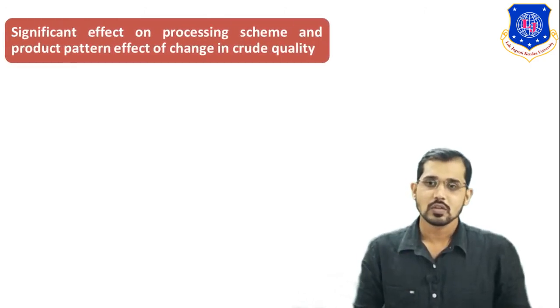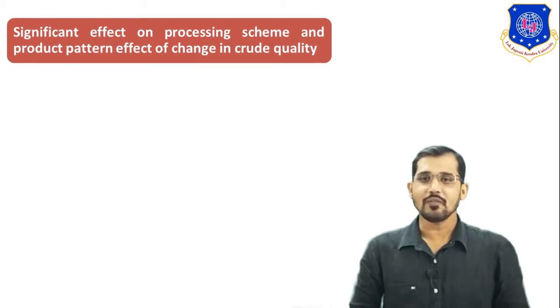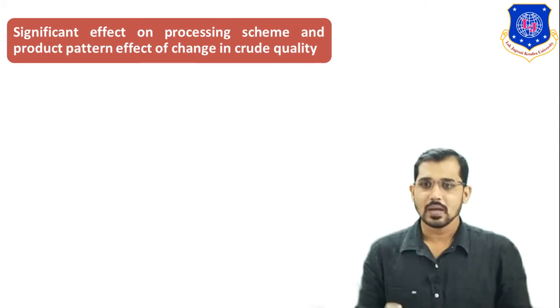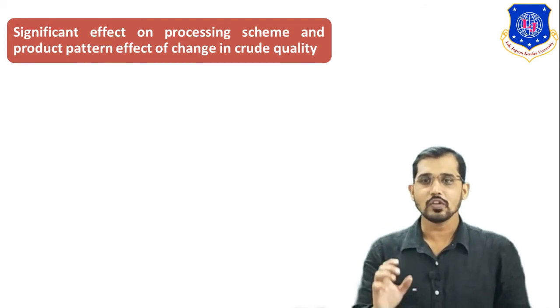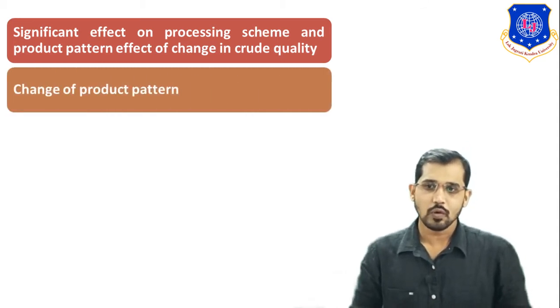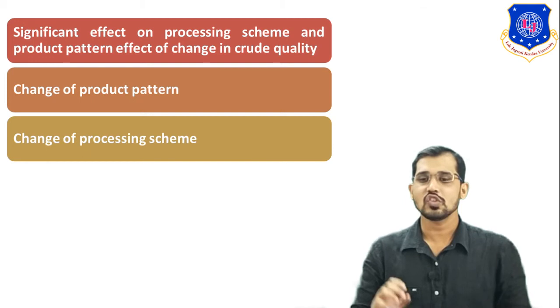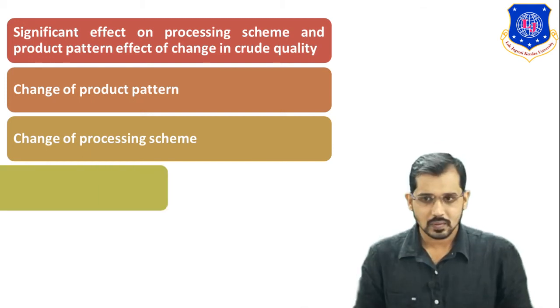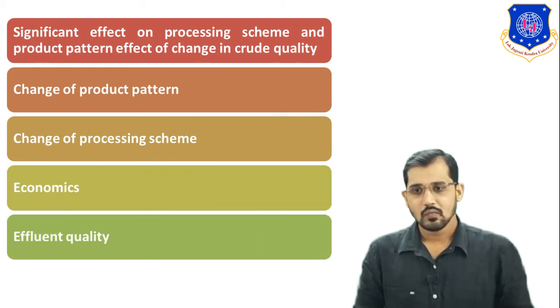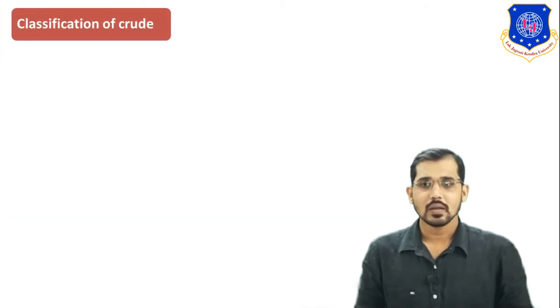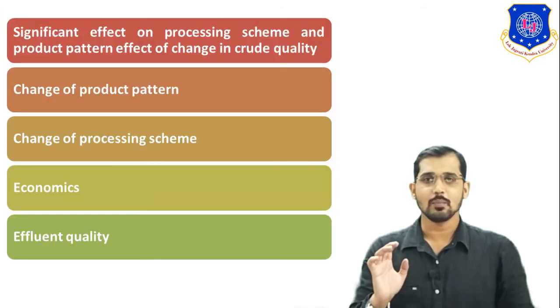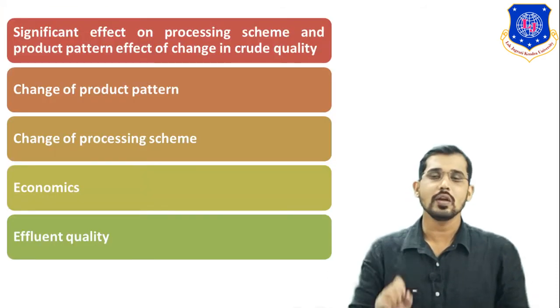Now we will see some important parameters which are very important to analyze the product quality. So you can see the significant effect on processing scheme and product pattern from a change in the crude quality. First one is change of the product pattern. Second one is change of the processing scheme. Third one is economics. Fourth one is effluent quality. So all these parameters are important to analyze the crude oil quality.